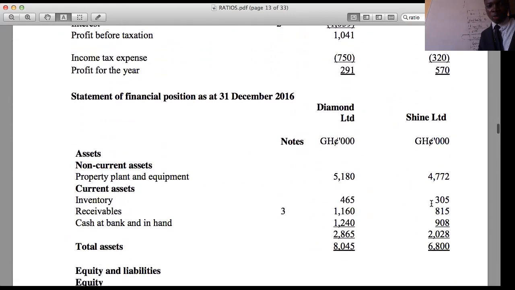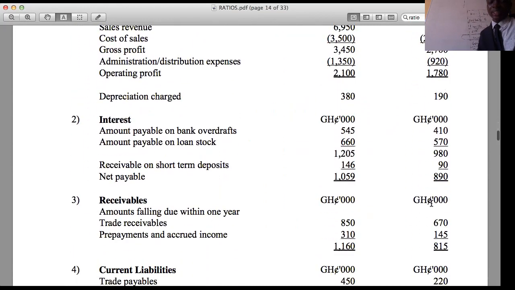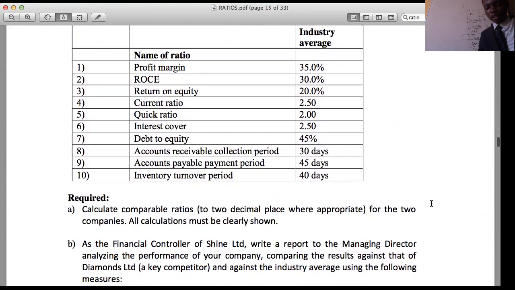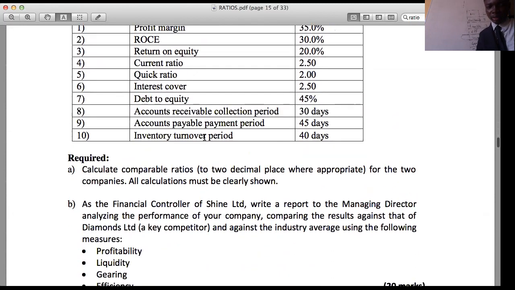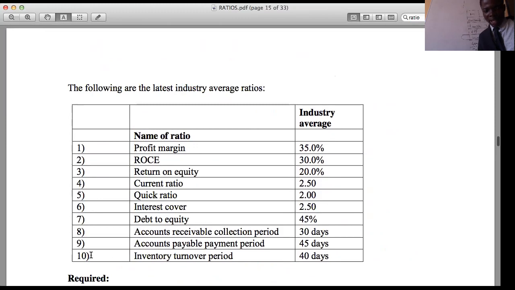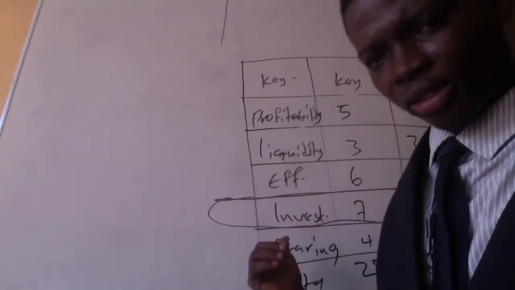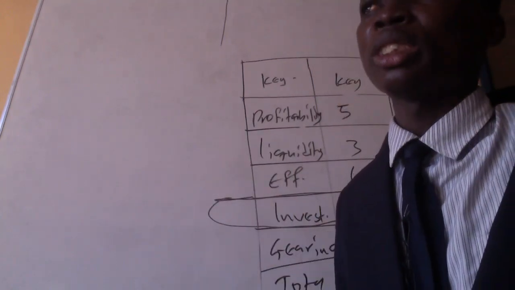Now, when you go to Diamond and Shine, the examiner himself provided an industrial average as a benchmark. So there, we have to calculate either comparable or equivalent ratios. You can see, calculate what? Comparable ratios to 2 decimal places. The ratios over here are 10 of them, so you're going to calculate 10 for each company. Maximum of what? 10. So be careful not to waste too much time calculating, because students like this spend the whole time on it because it's easy. That should be fast, with no wasting time.